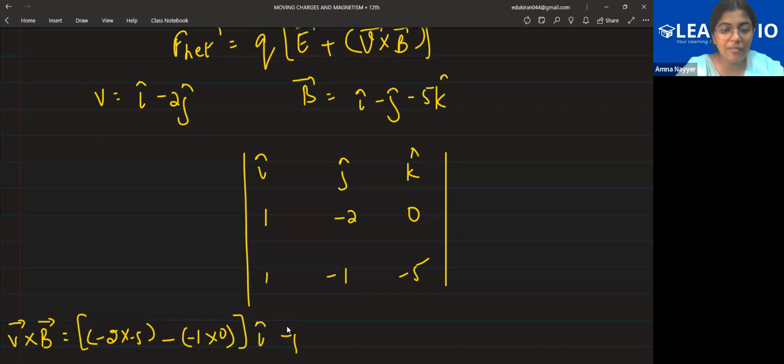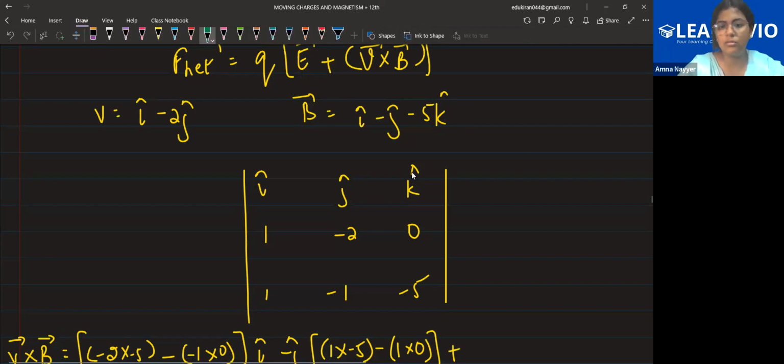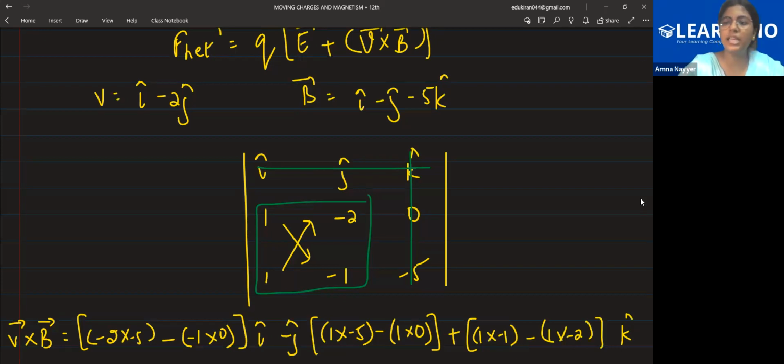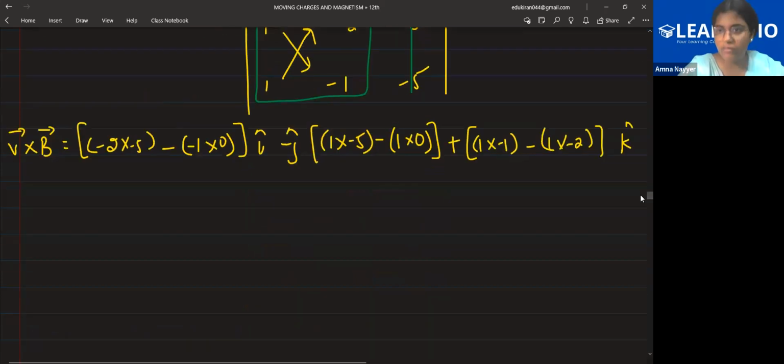Now for j cap, I have told you we put a minus in advance. So i gone, j gone. You are left with 1 into minus 5 minus 1 into 0. This is j cap. I have already written j cap plus. Now again k cap. For k cap, what we'll do? These will be cut and these 4 will be left, right? So 1 into minus 1 minus 1 into minus 2 k cap. This is V cross B. So we have to solve this also.